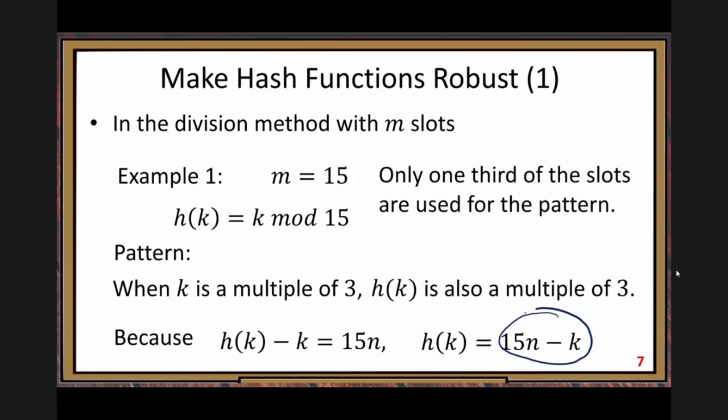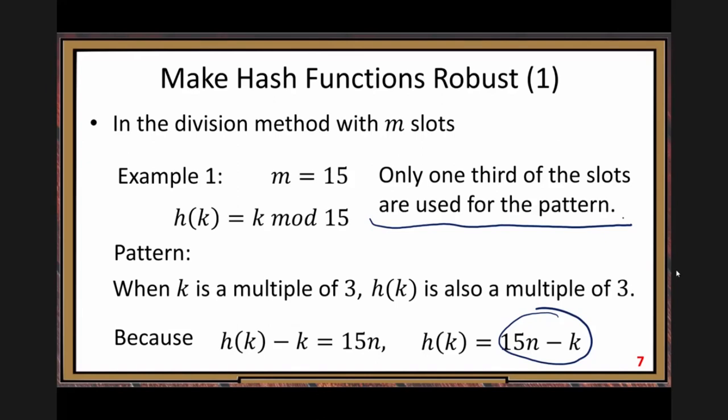If it's a multiple of 3, then only 1/3 of the slots are used, right? Only the slot numbers that are multiples of 3 are used: slot 3, slot 6, slot 9, slot 12, slot 15. The remaining 2/3 of the slots are never used. That's not efficient. You waste 2/3 of your storage resource. We want to use most of it.